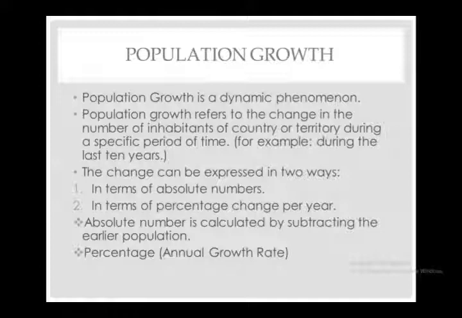So absolute number is calculated by subtracting the earlier population.